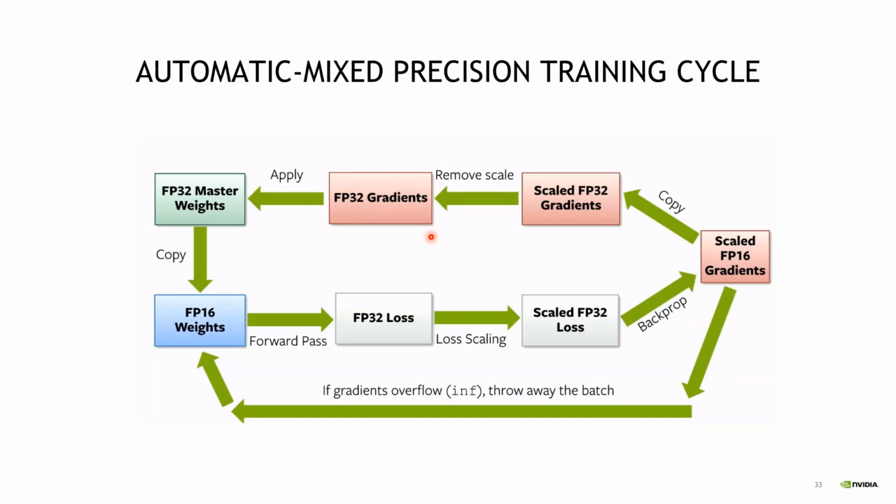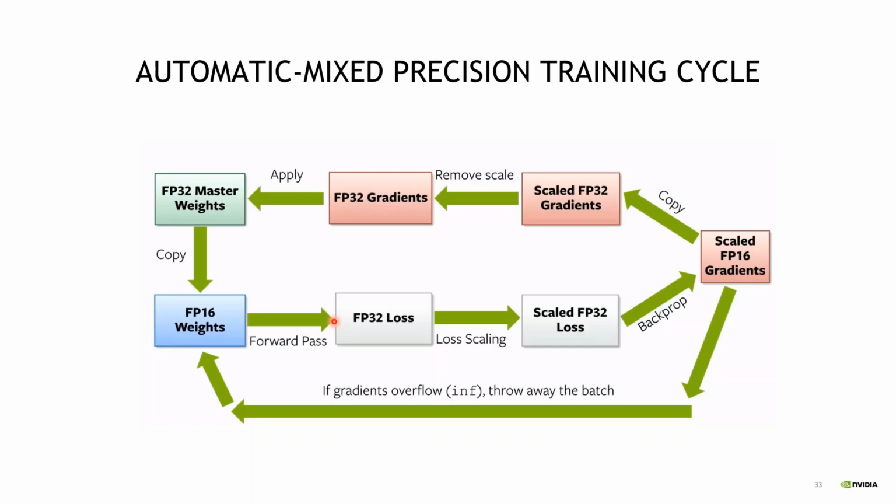Let's combine all of these rules together. So this is how the automatic mixed precision training cycle looks. And at the beginning, we are getting FP16 weights and a master copy of weights in FP32. The two copies of the same weights are stored in the GPU memory. And after that, we do forward pass, compute our loss in FP32. As we discussed, the loss function is better to compute in FP32.